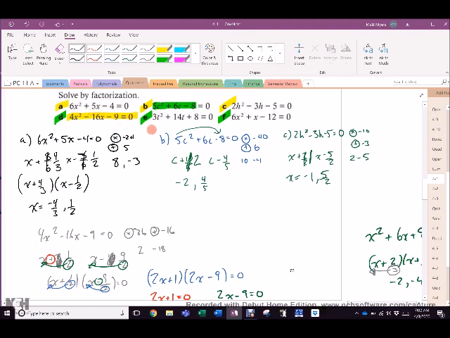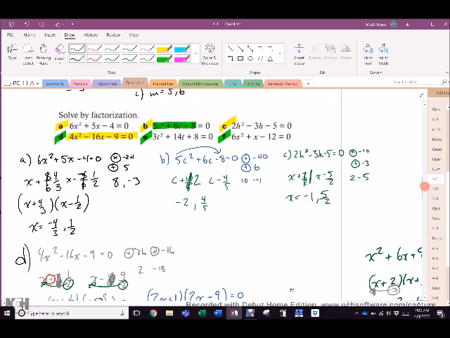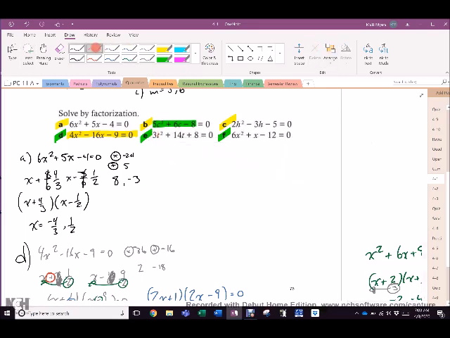A, B, C, what did I ask you guys to do? There's A, there's B, there's C. So I guess I want you to do D, E, and F. Well, there's D right there. And then we'll do E and F right in the middle here.